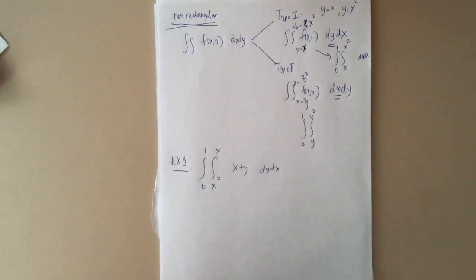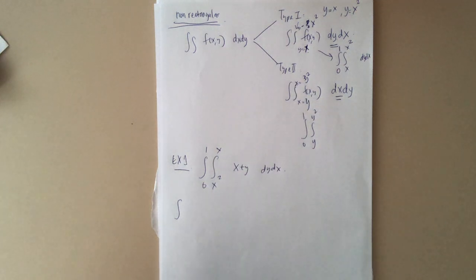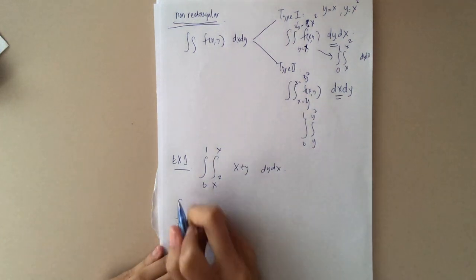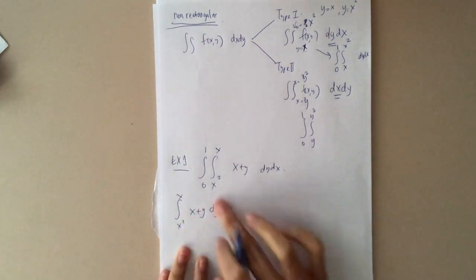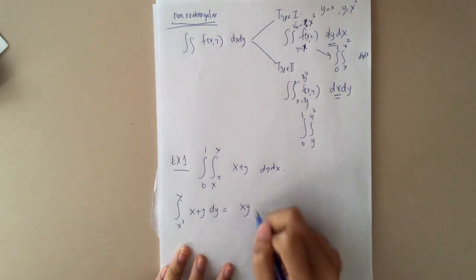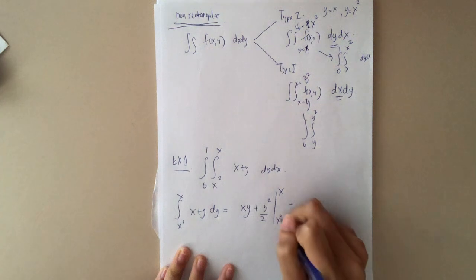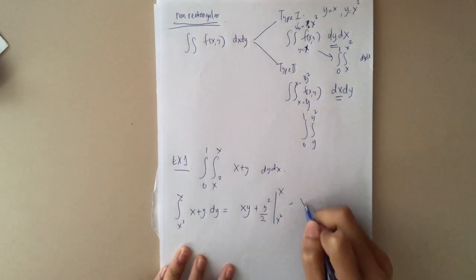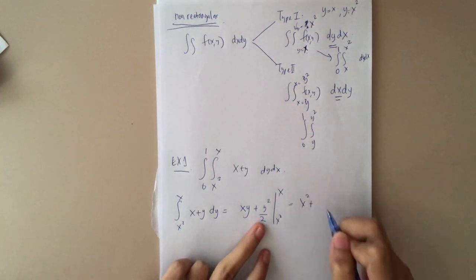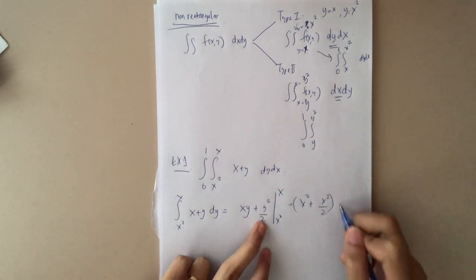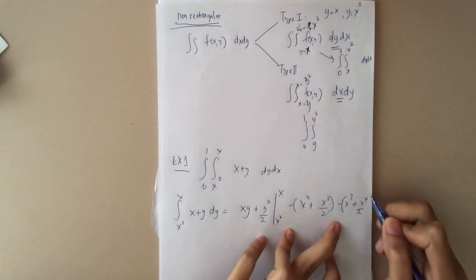So we want to solve it now. Just follow the steps that we did before. So this is the integral from x squared to x of x plus y dy. Then integrate this one, so we have xy plus y squared over 2, and then substitute x squared and x. If you substitute, you will get x squared plus x squared over 2. The second one, x cubed plus x to the power 4 over 2.